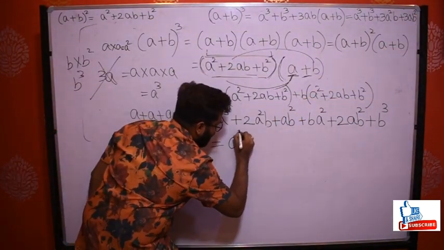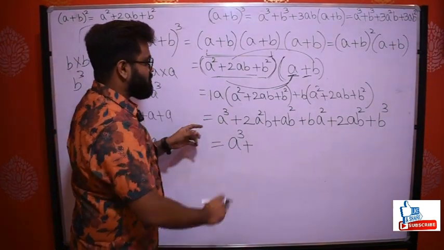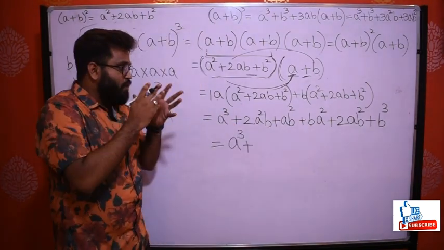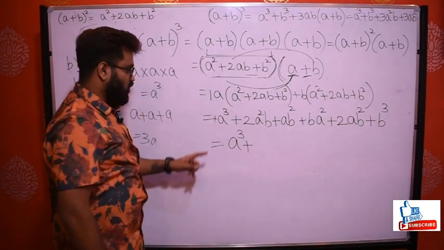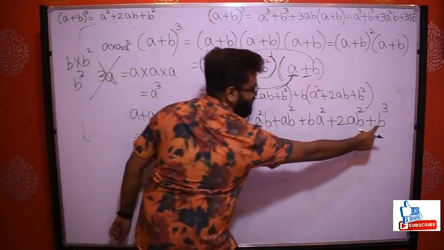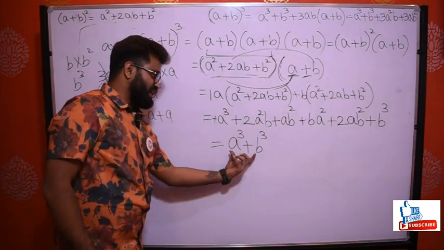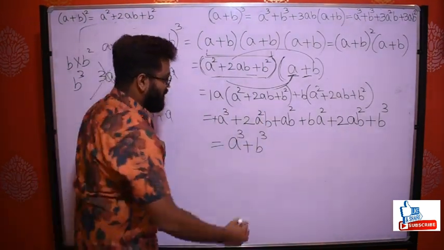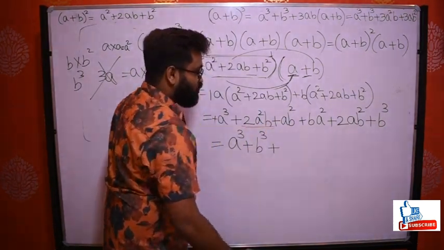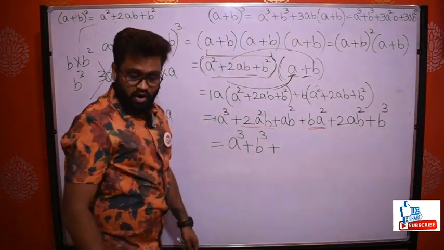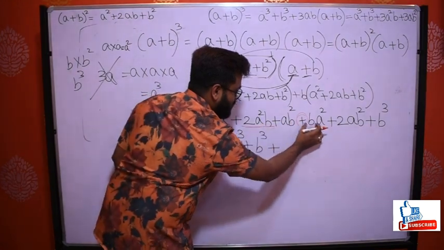First I will write a cube. Next I am just rearranging, because all my variables are on my positive or plus signs. So if anything is not there, it is nothing but a plus. So plus b cube, because we don't have any matching terms on cube. So I have written a cube plus b cube, and 2a square b and a square b here. So now there is an addition symbol here.